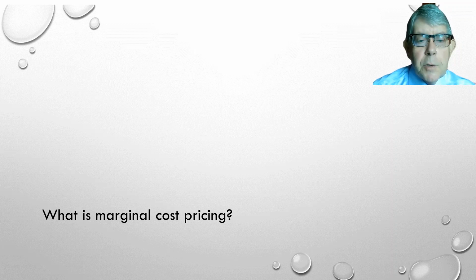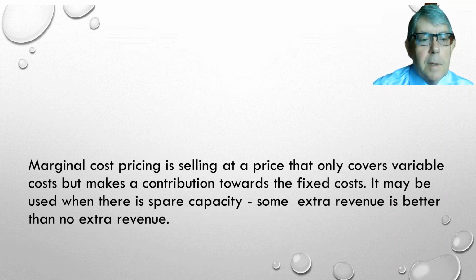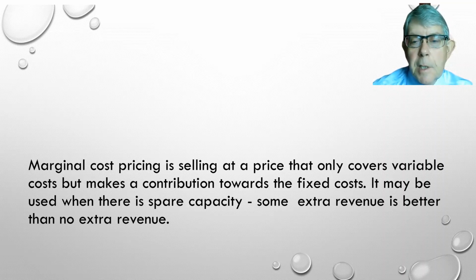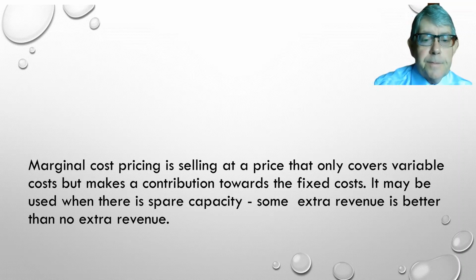What is marginal cost pricing? Marginal cost pricing is selling at a price that only covers variable costs, but makes a contribution towards the fixed cost. It may be used when there is spare capacity. Some extra revenue is better than no extra revenue. So that explains why airlines often sell seats very cheaply close to takeoff, because it's better to have some people on the plane rather than having empty extra seats.